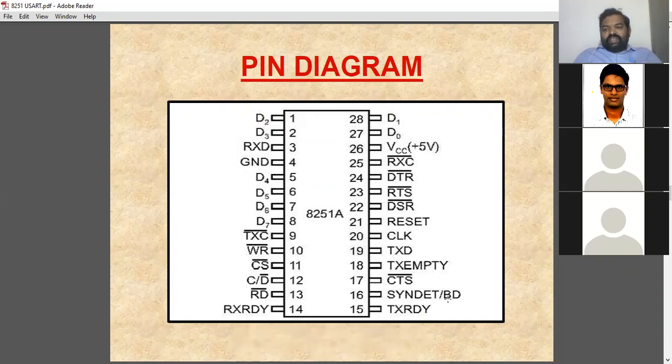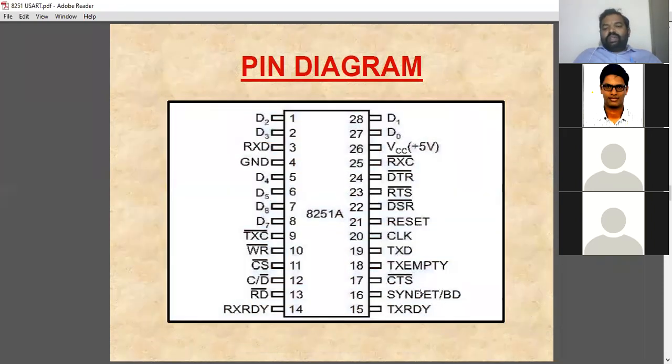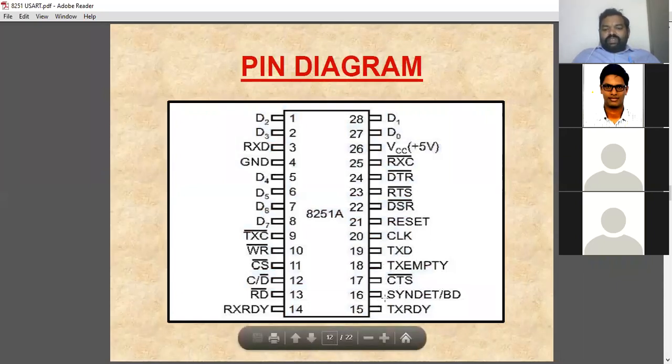Sync detect or break detect. Sync detect is used in the synchronous data transmission method. This particular pin is used to detect the sync signal. Another one is break detect. Break detect means we can break the data transmission in between, right? That we can also do with the help of pin number 16. So there is sync detect or break detect operation.